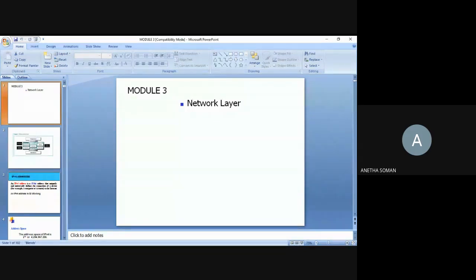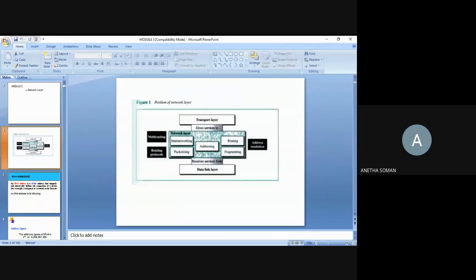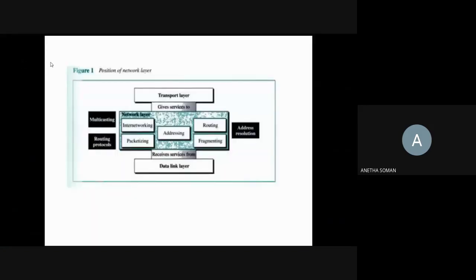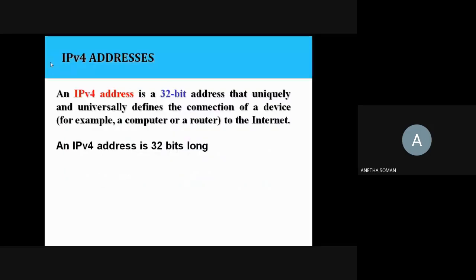Now, I have told you there are various functions of the network layer. Out of that, what we have gone through is the addressing scheme. So addressing is one of the functions of the network layer. And also, the main responsibility of the network layer is to deliver packets from your source host to destination host. Okay. And also you have learned the importance of addressing.